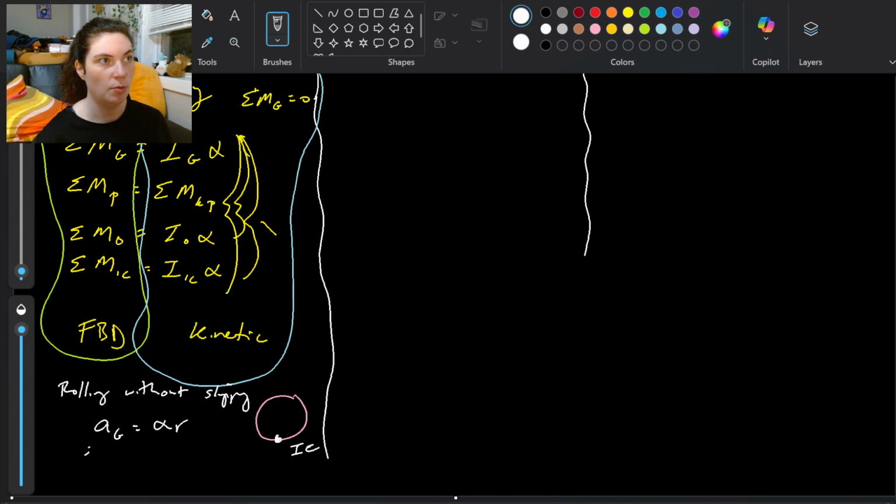Which also means we can use this moment equation, summation of moments about IC equals moment of inertia about IC times alpha. In terms of friction, if we're trying to figure out if we're slipping or not slipping, when we're rolling without slipping, our friction has to be less than or equal to mu s times N. That's our coefficient of static friction times the normal force. It has to be less than that.